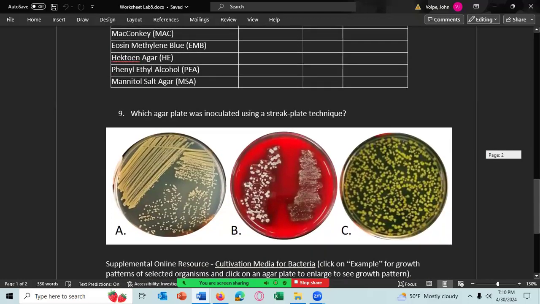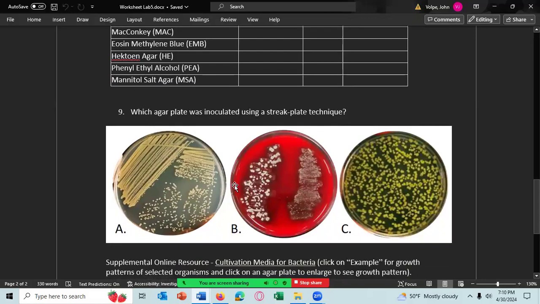And then 9, we have 3 different plates which are inoculated. Which plate was inoculated using the streak plate technique, meaning the streaking for colony isolation? Say plate A, plate B, or plate C.